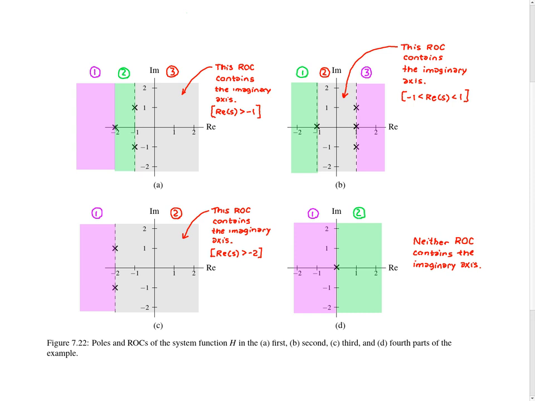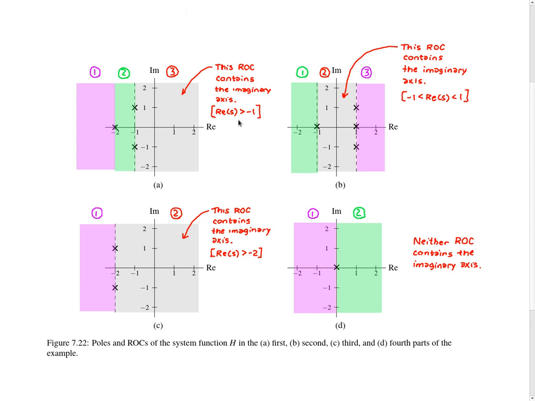First, let's consider part A of the example, which is associated with figure A. In this case, big H has three possible regions of convergence: the purplish shaded left half plane, the green shaded vertical strip, and the gray shaded right half plane. Since the gray shaded right half plane is the one that contains the imaginary axis, this is the region of convergence that corresponds to a system that is BIBO stable. In other words, the region of convergence is given by this particular formula here. Real part of s is greater than -1.